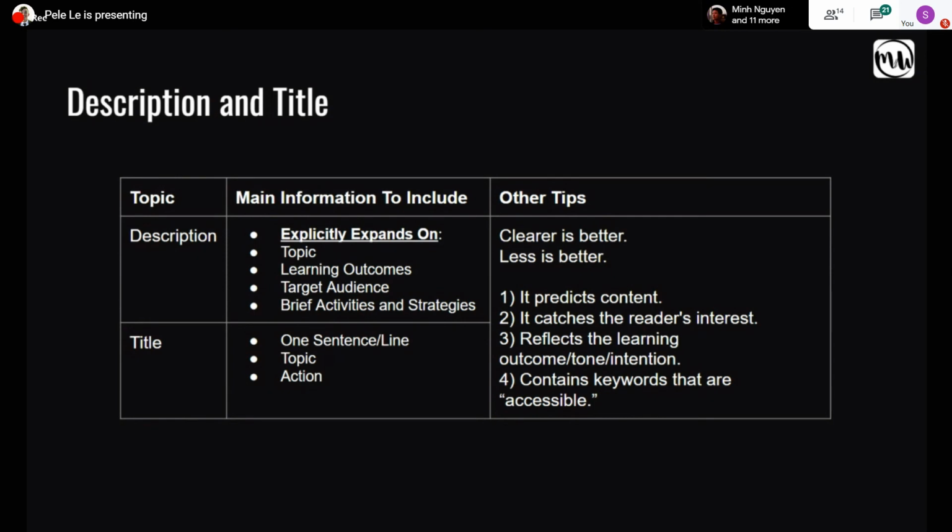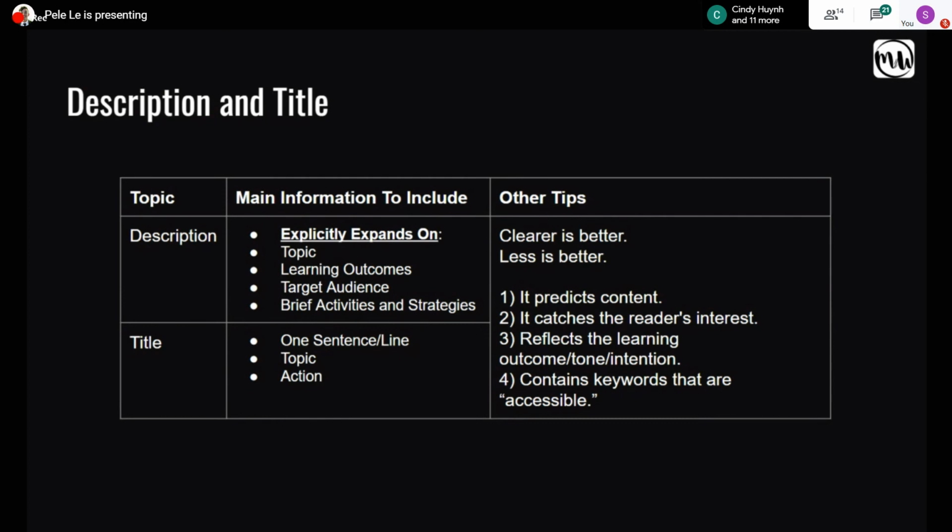And so again, this includes the topic, the learning outcomes, the target audience, and then briefly mentioning maybe activities and strategies. The title should be one sentence. I don't think I've run across a multiple sentence title, but it should briefly go over the topic and maybe a call to action. For me, I really like putting a call to action inside my workshop, because my workshops are usually meant to teach people something, and it's important to learn so you can go do something.